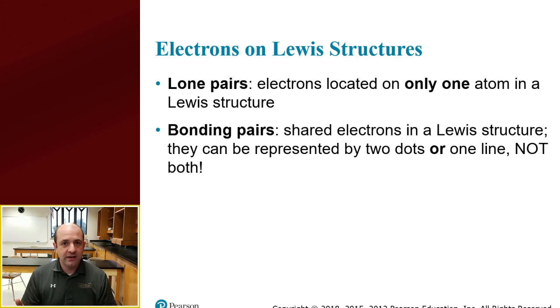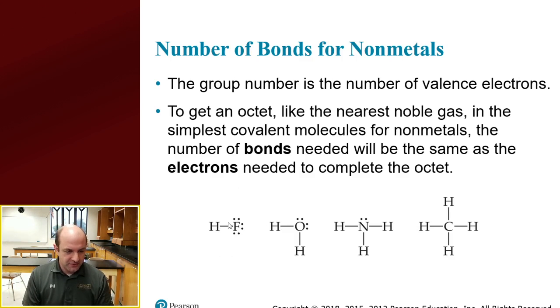I prefer the lines because it's much cleaner, but never, ever, ever do both at the same time, because then it's like, well, wait, what's going on here? Is that 2 pairs? Is it 1 pair? Did you forget to erase? No one knows what you're trying to do. Don't do both. So here on this last picture, there's a bonding pair. Here we have 2 bonding pairs. We have 3 bonding pairs. And here we have 4 bonding pairs.